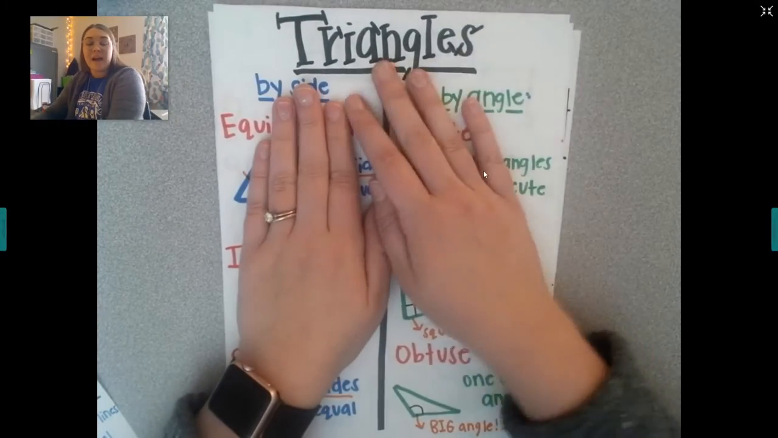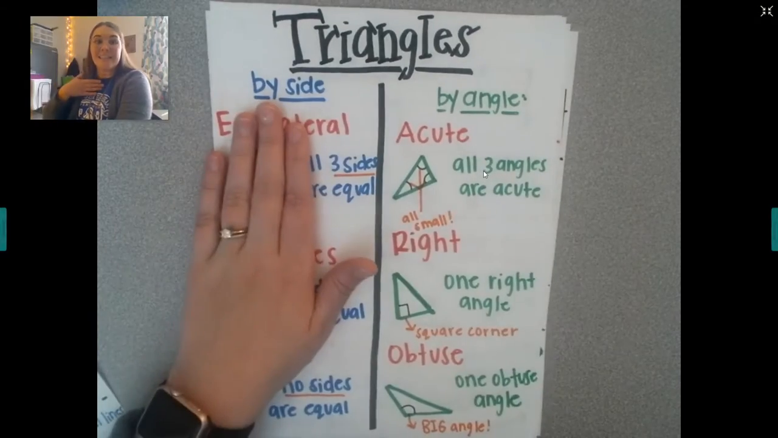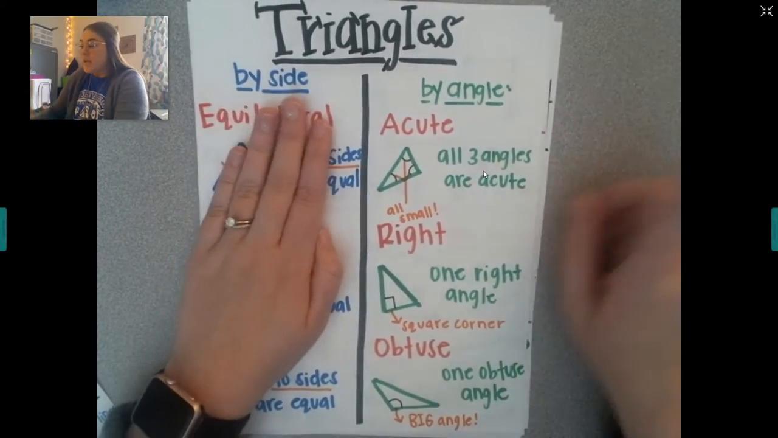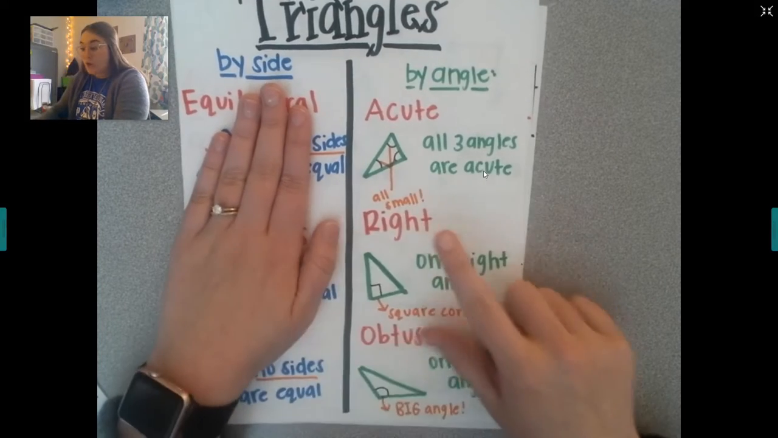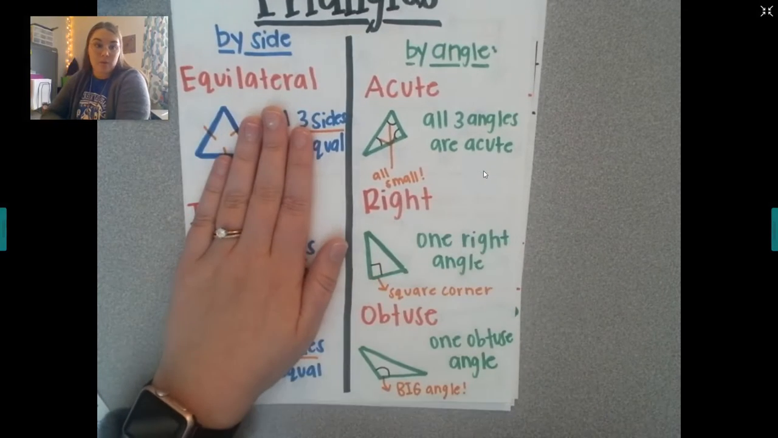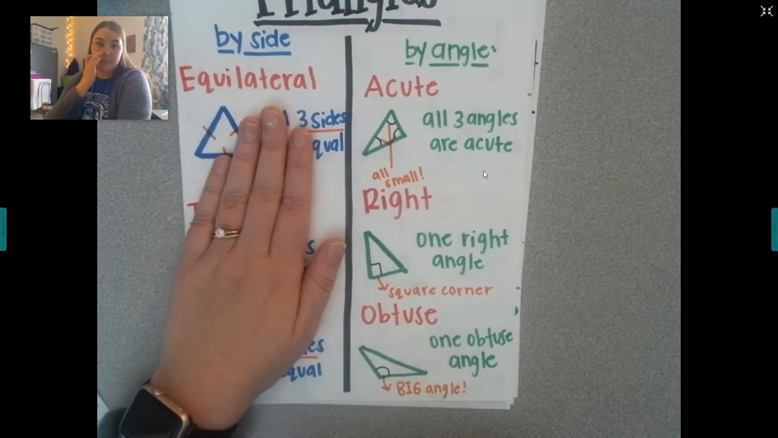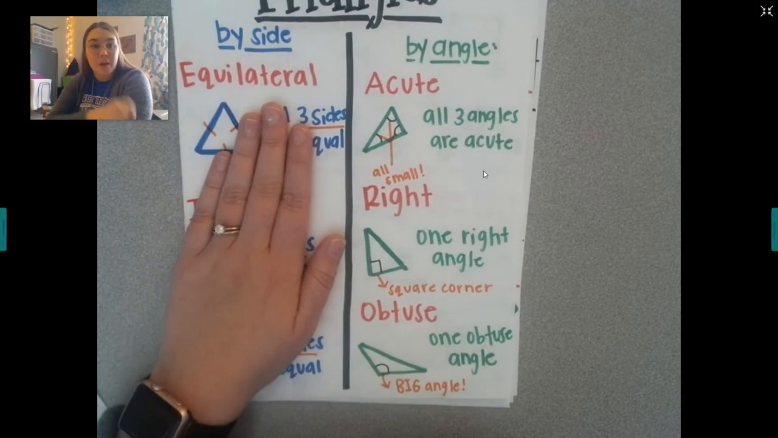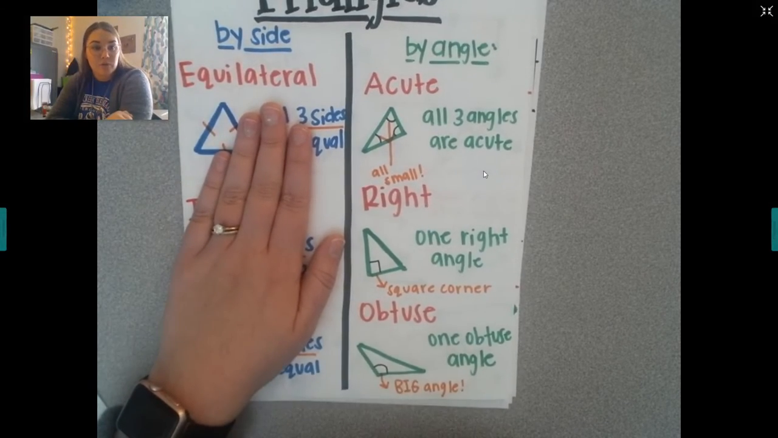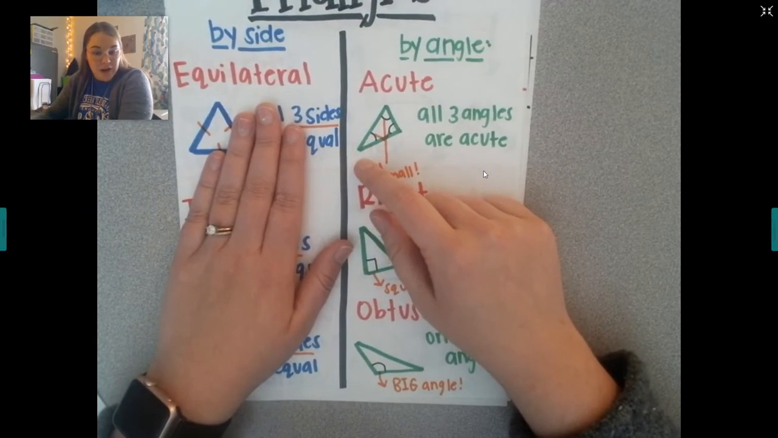Or you can classify it by angle. If I classify it by angle, an acute triangle has 3 acute angles. A right triangle has 1 right angle. And an obtuse triangle has 1 obtuse angle. So if your triangle has at least 1 right angle or 1 obtuse angle, it is a right or obtuse triangle. But if all 3 angles are acute, it's an acute triangle.